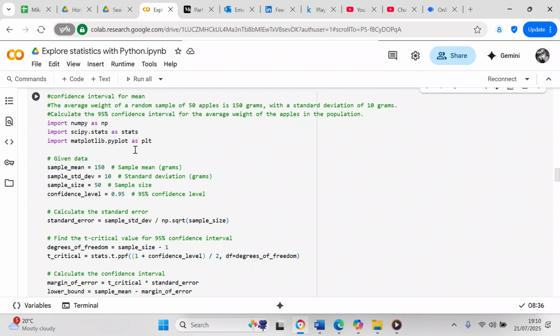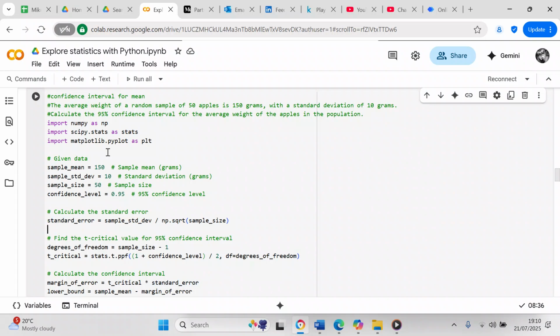So now what we are going to do is we're going to define our variables. So sample mean is 150, sample standard deviation is 10, sample size is 50, and confidence level is 95%. And then we're going to calculate our standard error. So the standard error equals the sample standard deviation divided by the square root of the sample size, and that is your standard error. We're going to find the T critical value for the 95% confidence interval.